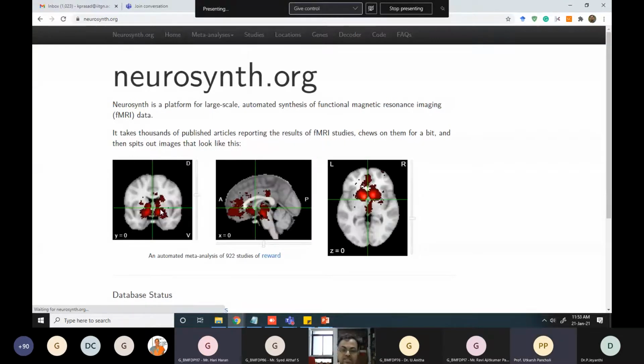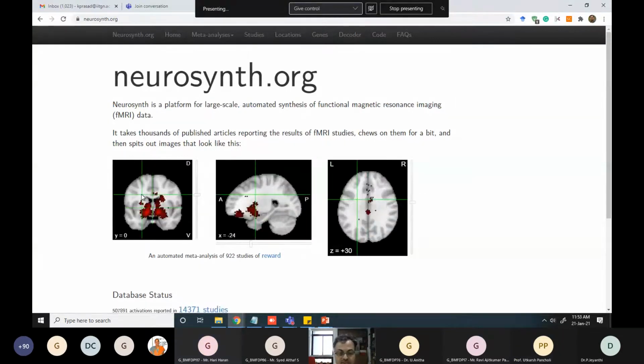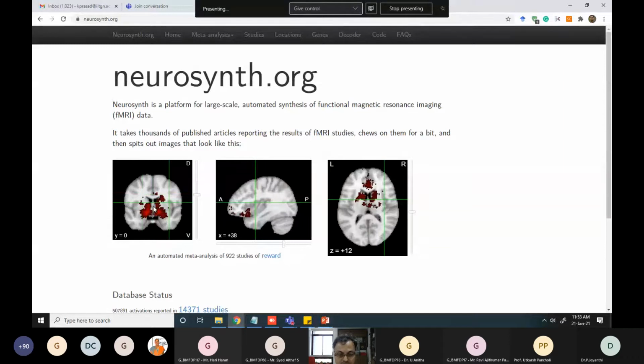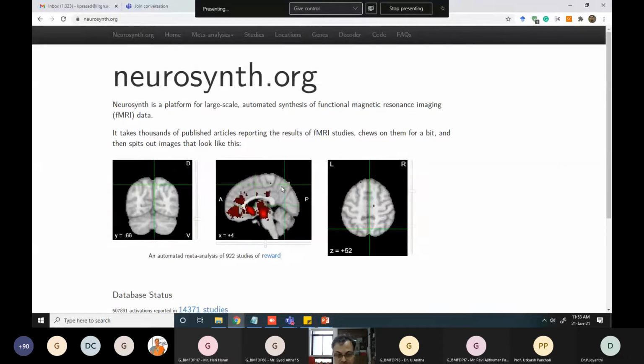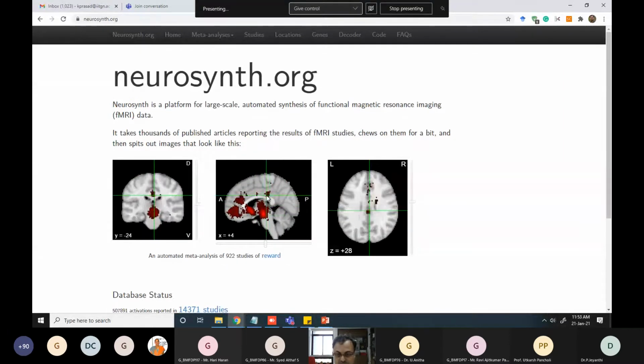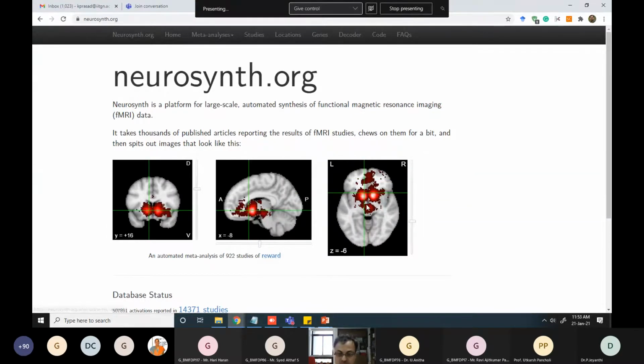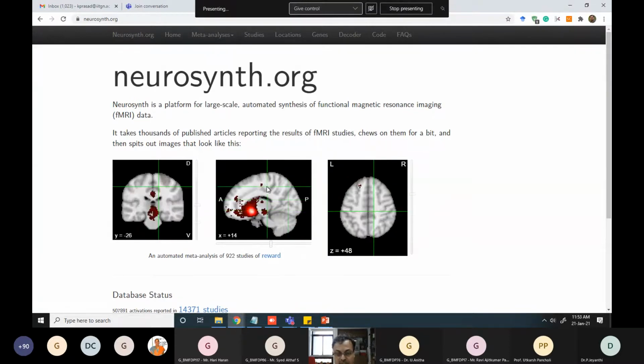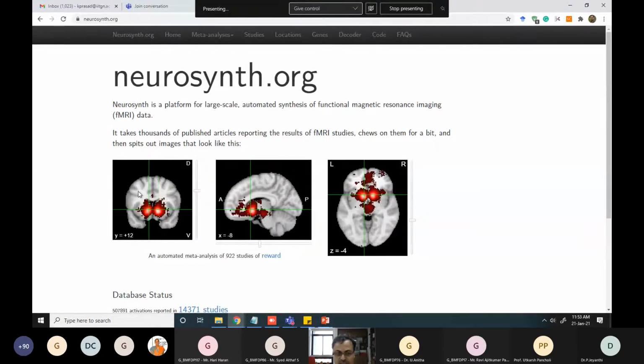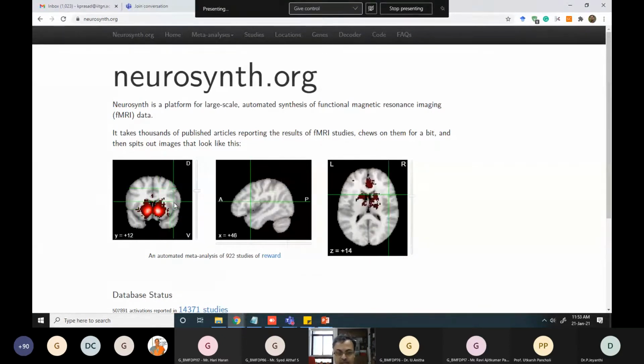So there is a web interface available. This is the big data paper, from the very first research group that used this. And this is also a result of the reward studies. Every time it picks a different term. And you can see which parts of the brain are activated by rewards, right?